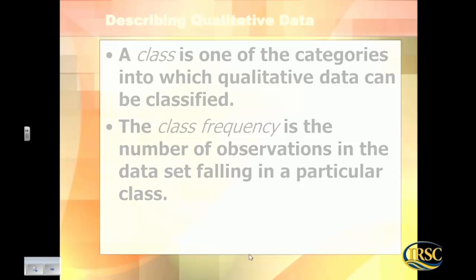Okay, so if we have qualitative data, which one of those characteristics we just looked at was qualitative? Eye color. And so the class would be the different categories, or the different colors. The ones we had were green, brown, and blue. Those are the ones mentioned in that sample. And then the frequency would be how many people had green eyes, or how many people had brown eyes, and so on.